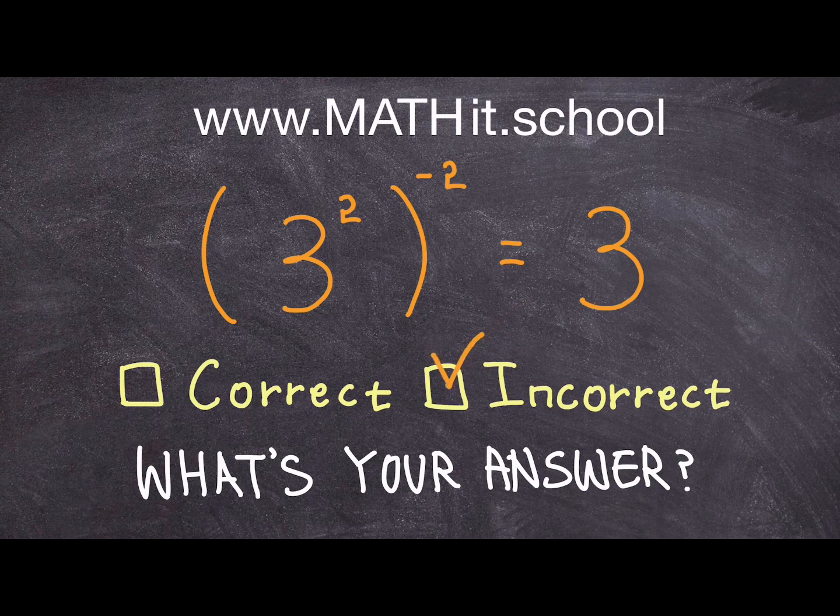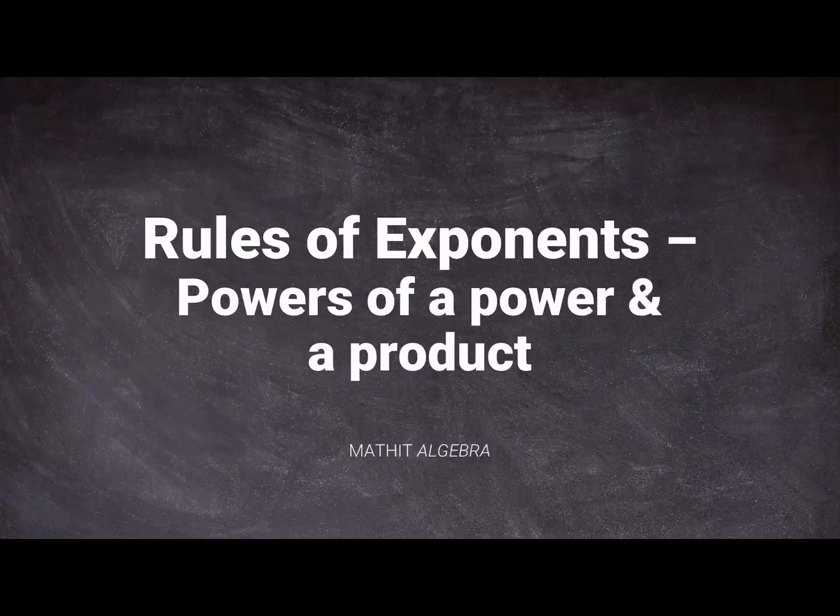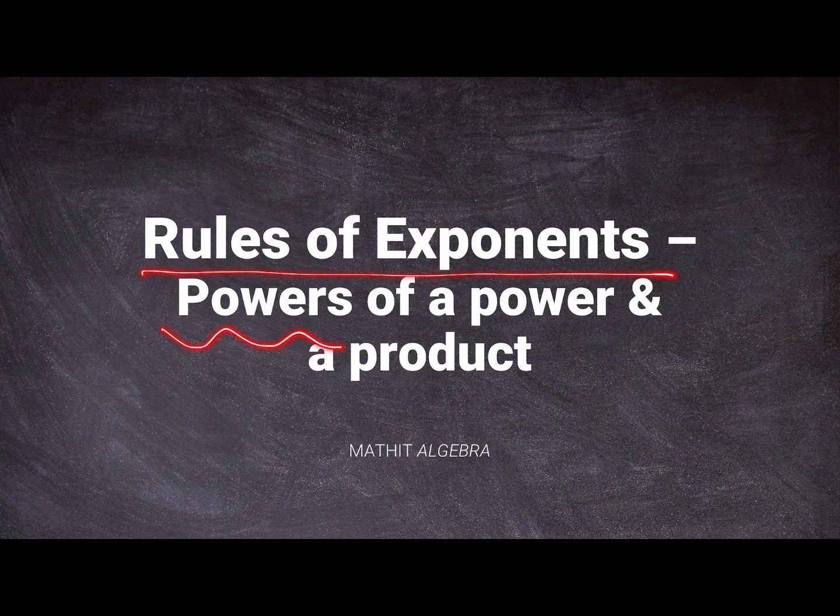If you have selected correct, because you thought you're taking 3 to the power of 2 and negating this by taking the entire thing to the power of negative 2, so you can cross cancel it and say this whole thing is equal to 3, then that's wrong. And if you have gotten this wrong, that's probably because you do not know the rules of exponents for powers of a power. For those of you who are not familiar with rules of exponents, I'm going to teach you what they are in just a second, so stay tuned.